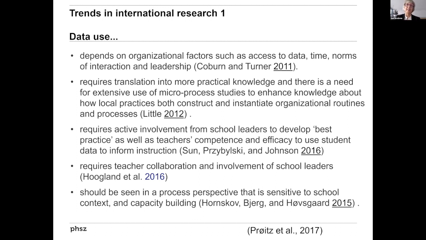If we look at the different trends in research, there are many reviews in this field, and I have listed some of them here. And they address different factors that are important when school actors use data. For instance, organizational factors, access to time, data, interaction, the role of leadership, the engagement of school leaders in framing and making time for school actors to get involved with data. It also, for instance, Judith Little, she emphasizes that we need to translate data into more practical knowledge. And there are various other reviews here that emphasize factors that are important for data use.